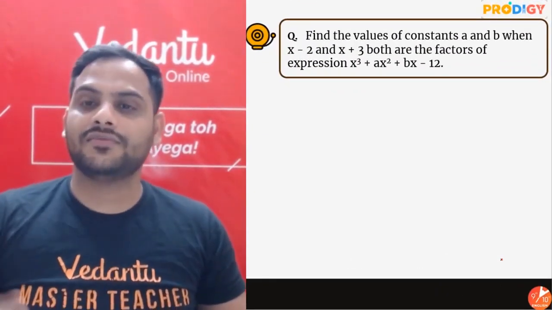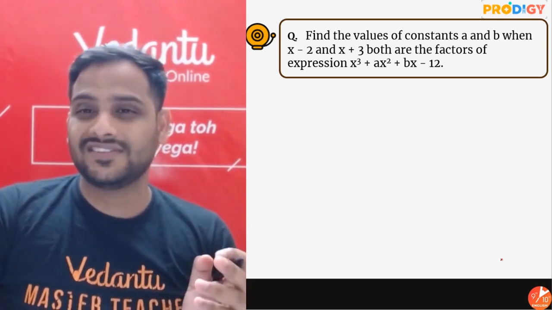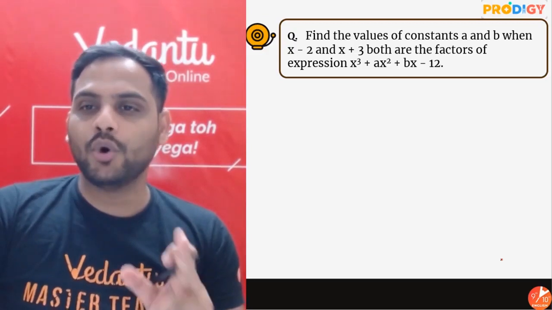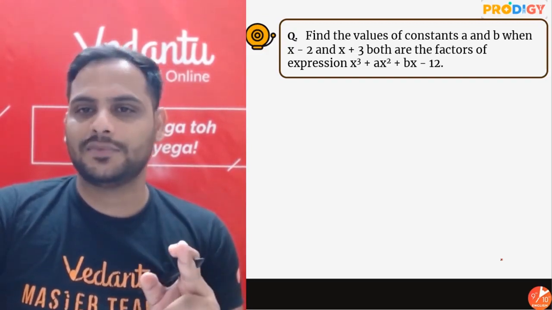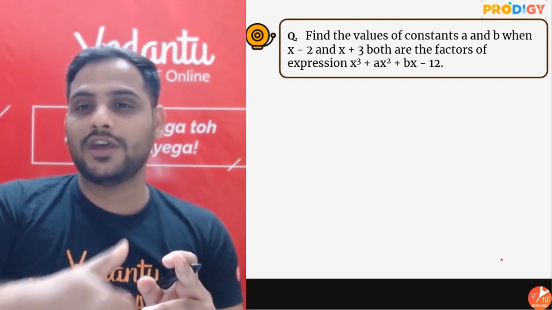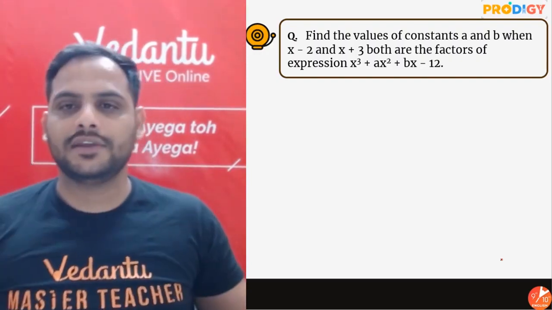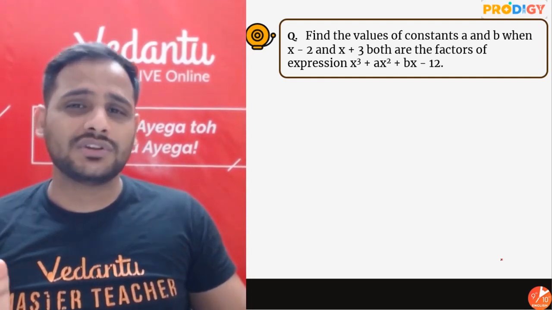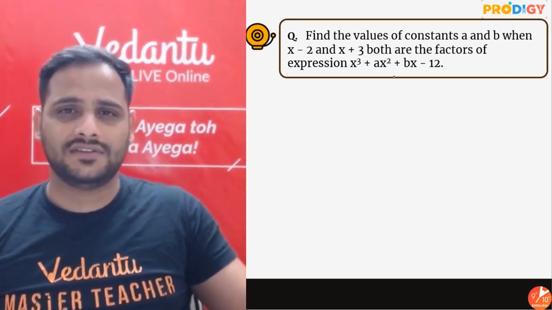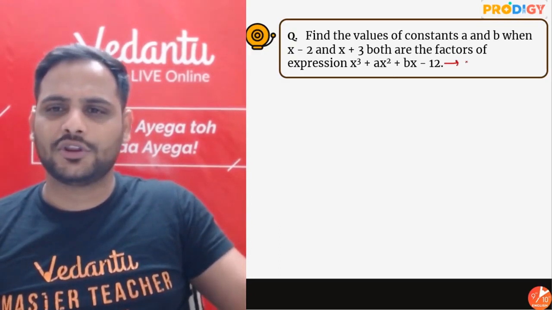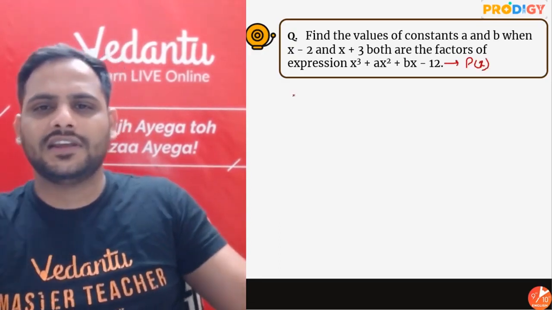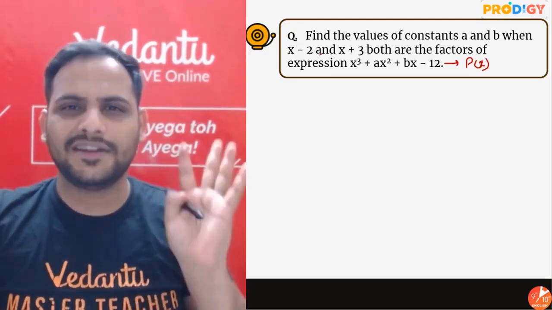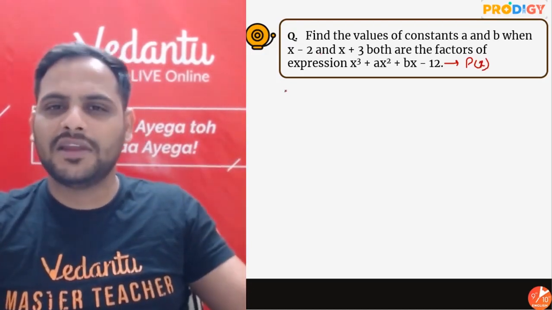Next question, what it says, find the value of the constants a and b when x minus 2 and x plus 3 both are the factors of the expression x cube plus ax square plus bx minus 12. Now guys, if I know that x minus 2 and x plus 3 both are the factors, I can clearly say, let's say this is a polynomial p of x, that if I divide this p of x by x minus 2 or x plus 3, remainder must be 0. So let's find out the remainder.